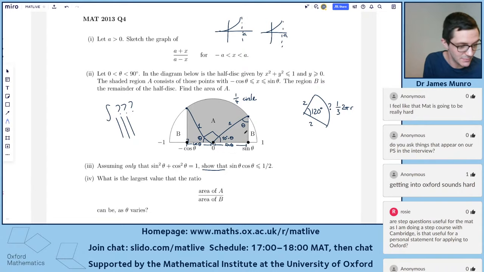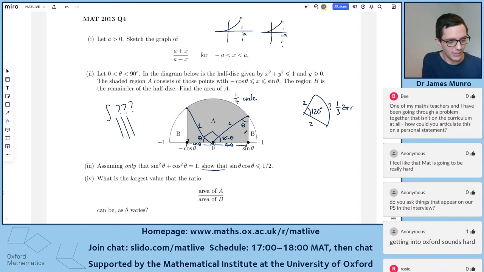A problem that isn't on the curriculum at all: how can you articulate this in a personal statement? I would describe the problem, to be honest. I'd talk about the problem a little bit. I know you don't have very many characters, but just briefly try and say what the problem's about, and what sort of things you're doing to think about it. For example: I'm working on a problem to do with triangles, and we're trying to use complex numbers for it, and I'm enjoying thinking about complex numbers and triangles. Maybe not those nouns, but other nouns.